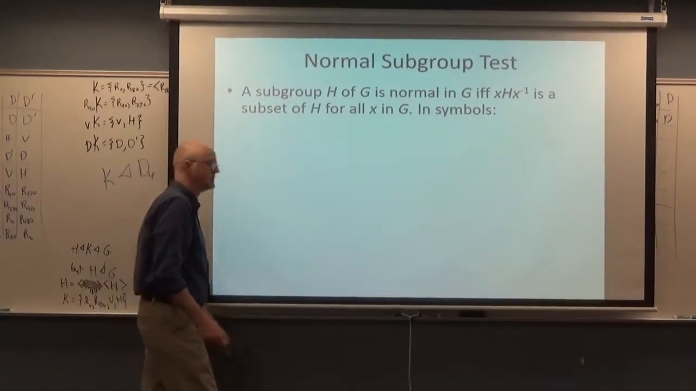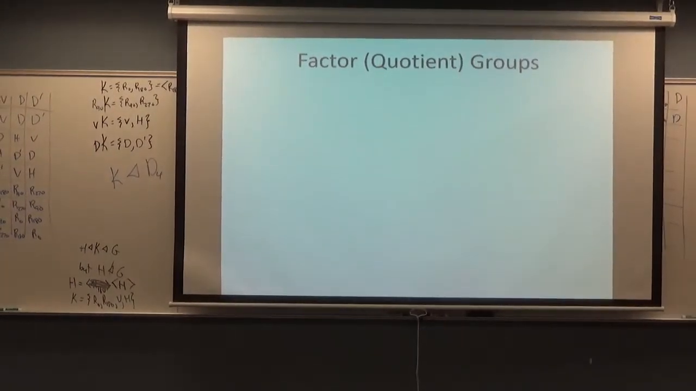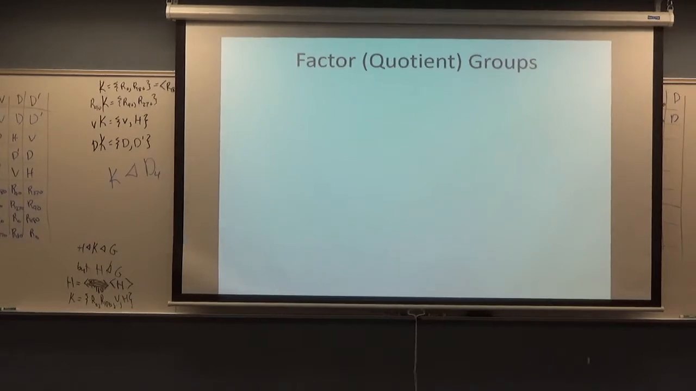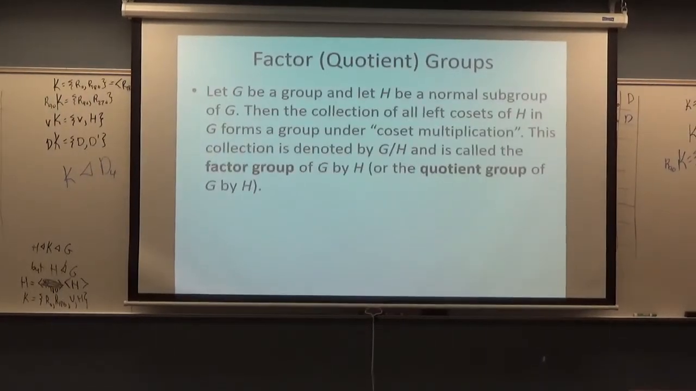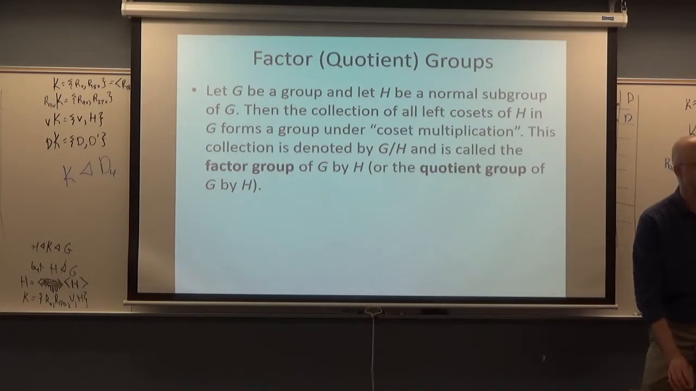I'm going to skip over the normal subgroup test. I want to come to these examples of factor groups. So again, quickly, what is a factor or quotient group? As a set, it's the collection of all left cosets of H in G. The elements of the factor group are cosets. The elements of the set are sets. This is a set of sets.